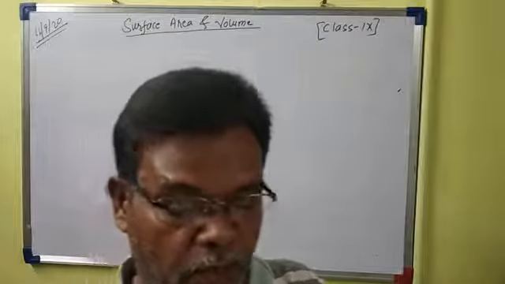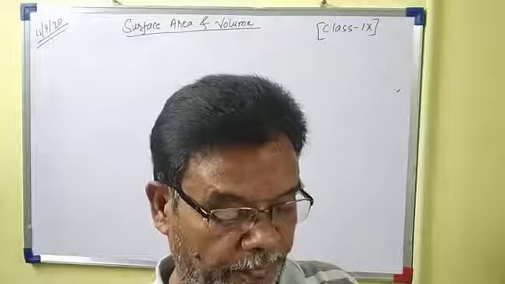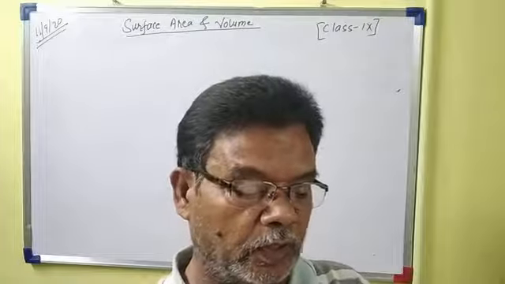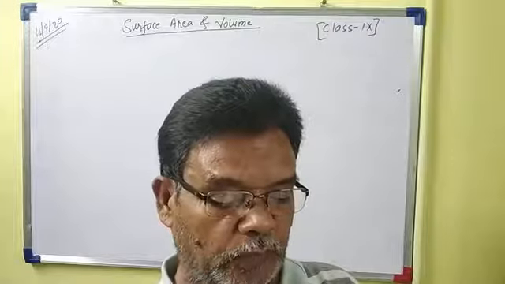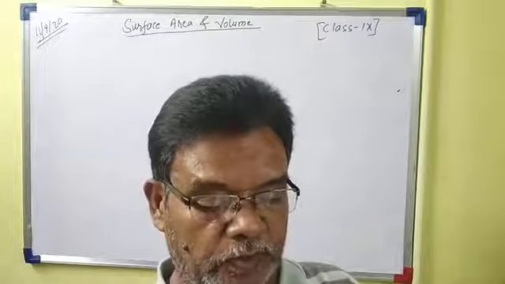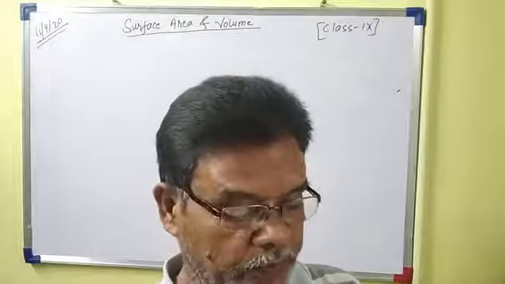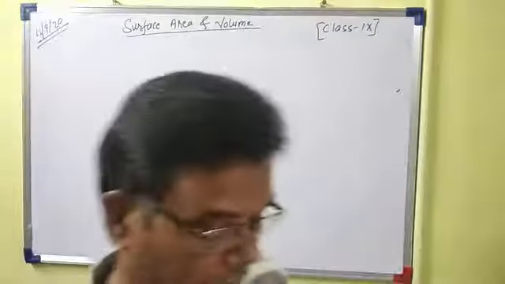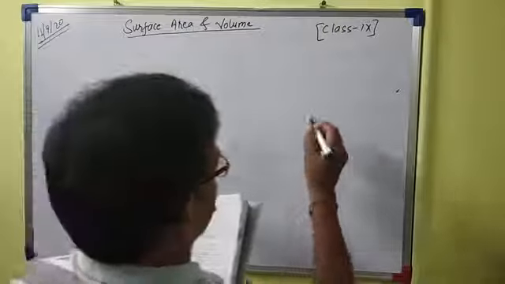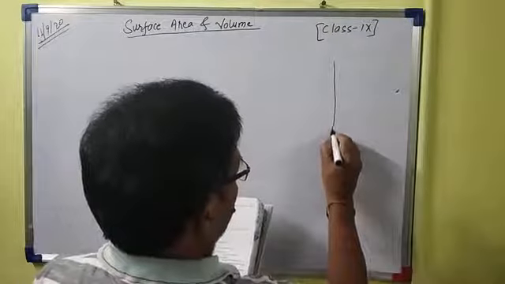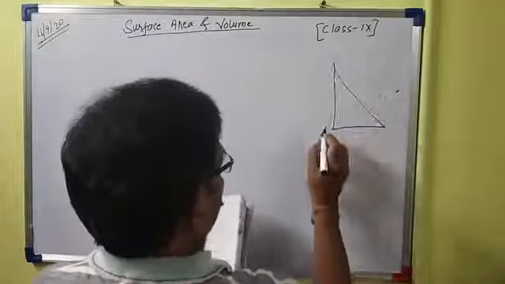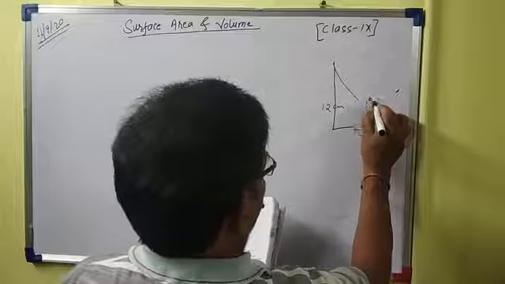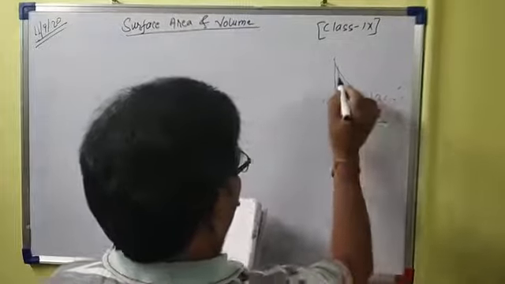Yes, remaining part of exercise 13.7. Question number 7. A right triangle ABC with sides 5 cm, 12 cm and 13 cm is revolved about the side 12 cm. Find the volume of the solid so obtained. First of all, see the figure. 12 cm, 5 cm, 13 cm.